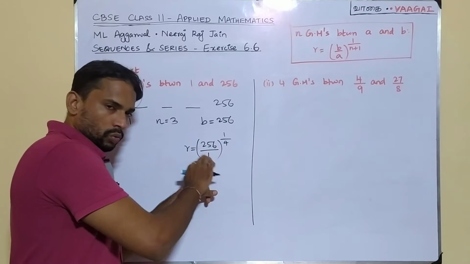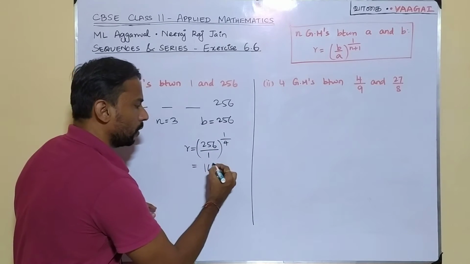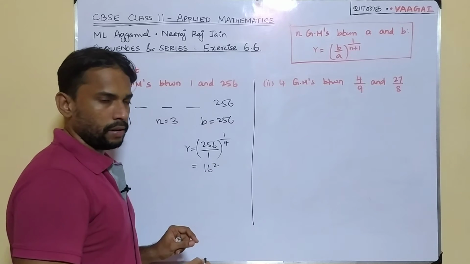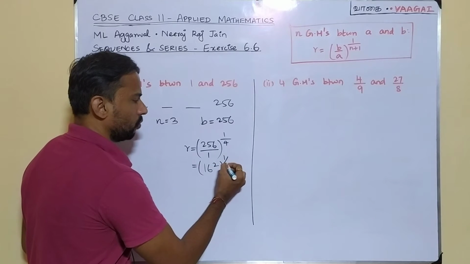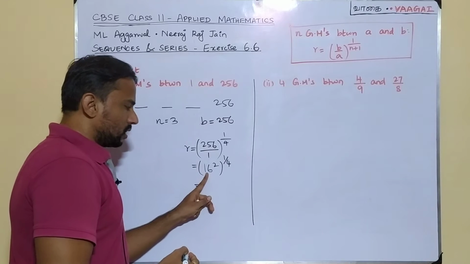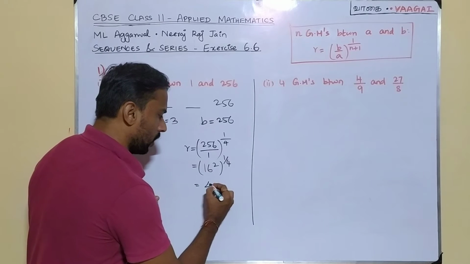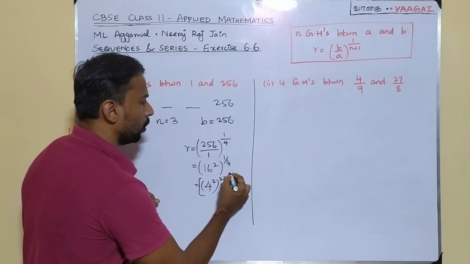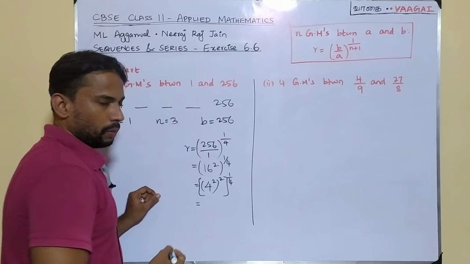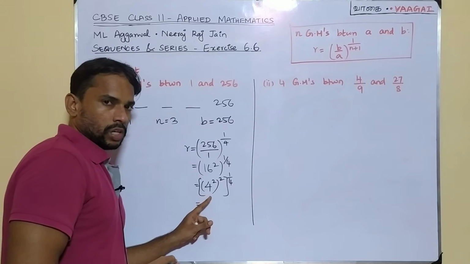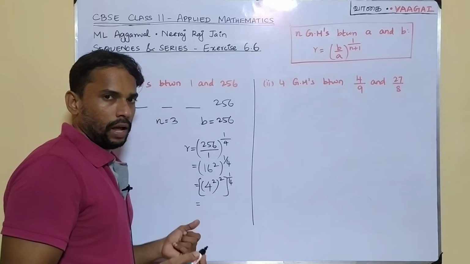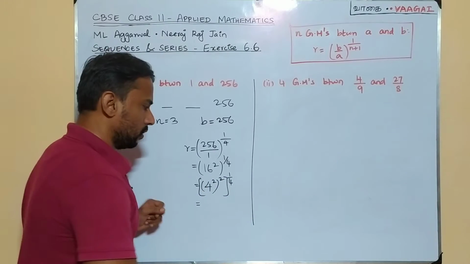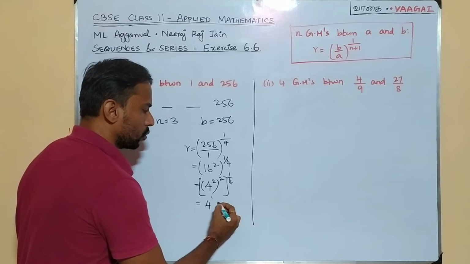I'm going to rewrite this 256 as, first of all, 16 square, because we know 16 square is 256, right? 16 square power 1 by 4. And once again, this 16 I'm going to rewrite as 4 square. So 4 square, and then square, and then whole power 1 by 4. I hope now you can understand the point, because now you will have power of power of power. Now we can multiply all the powers. So you will have only 4 power 1, which is going to be 4.